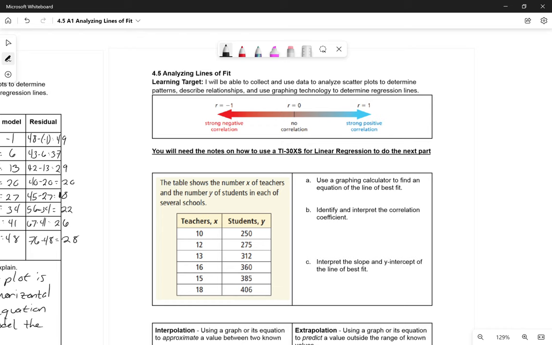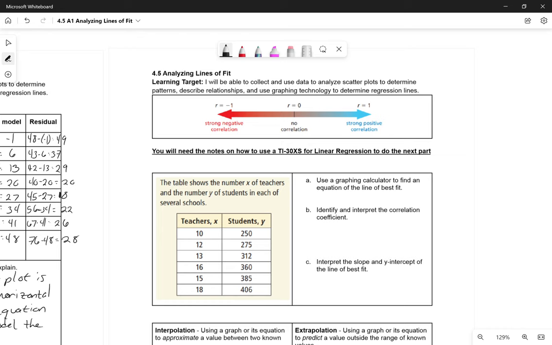So we are actually looking at the table that shows the number of teachers and the number of students of several different schools. So we are actually going to look at a student to teacher ratio. And here we're given some information. We have our equation y equals mx plus b. They give us our value m, and they give us our value b. So we have our slope and our y-intercept. And Desmos also gives us our R value, our correlation coefficient.